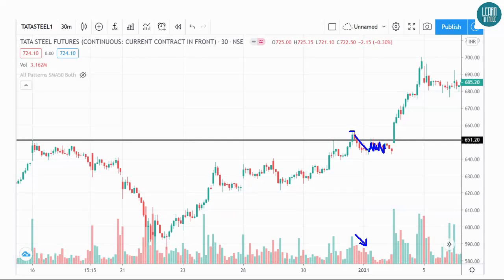Slowly price is going into a sideways auction. If these sellers were really stronger, they should have made a downside follow through. But no, price went into a sideways mode, and then look at this.